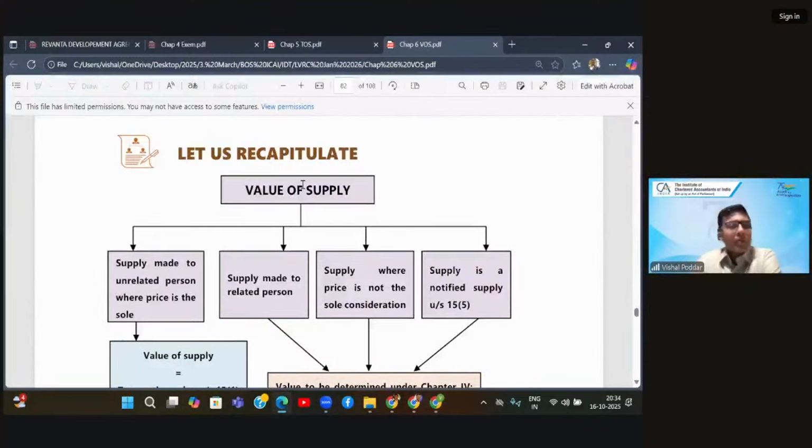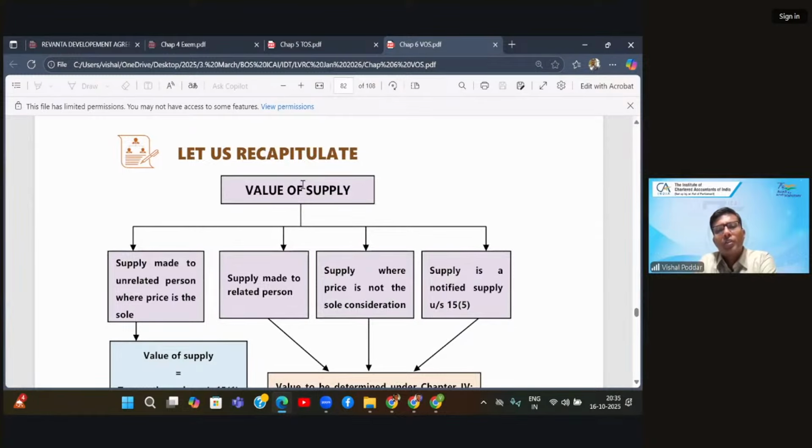Let us go to the third topic for the day, that is value of supply. Now, students, value of supply is a section which applies to CGST and it also applies to IGST, because when you see the tax rates, you'll find that in GST, the tax rates are all ad valorem rates. Ad valorem rates means where the rates are expressed as a percentage of value. Now, since the rates are ad valorem rates, hence the valuation becomes the most crucial part.